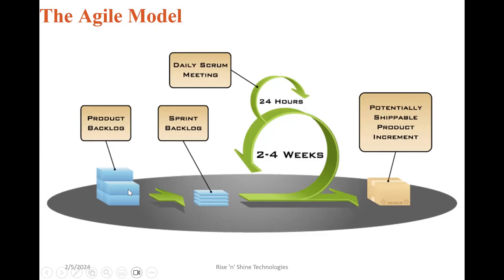So the entire product is divided into small units of work. And these units of work are split into small durations, that is 2 to 4 weeks. And within the 2 to 4 weeks, one more life cycle is every day reviews with the client. That is what we call Scrum meetings.